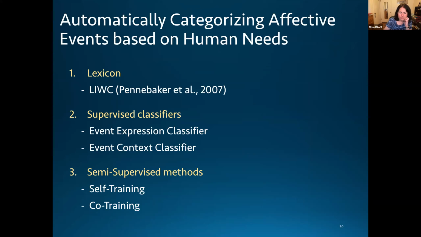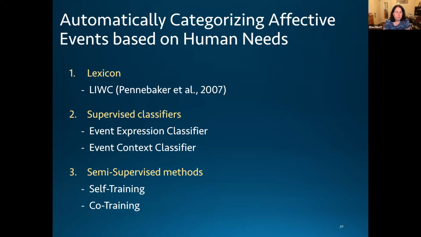Okay, so how do we solve this problem? Well, we looked at a couple different ways. I'm just going to walk through these fairly quickly in the interest of time. We did a baseline using a lexicon called LIWC, which was developed by James Pennebaker at UT Austin and his folks. They're well-known psychologists who created this dictionary that has words tagged into certain categories that matter to psychologists, let's put it that way. We could align our human needs categories with some of the categories in the LIWC lexicon and use that as a baseline. If we found any of the words under a health category or a leisure category, then we'd assign a label that way.